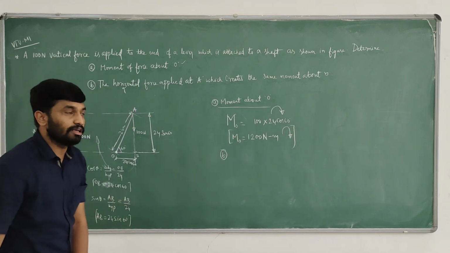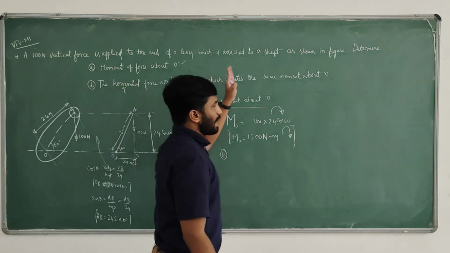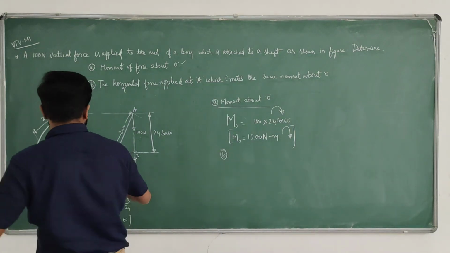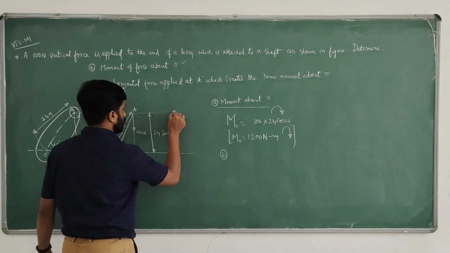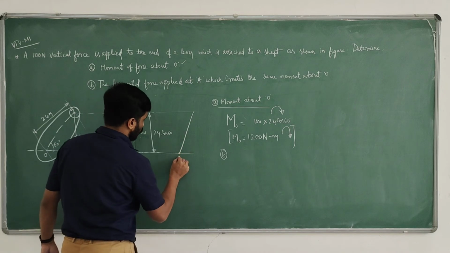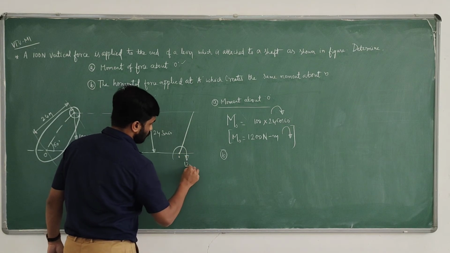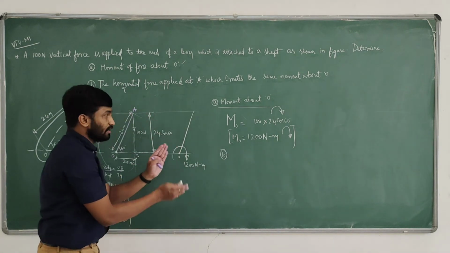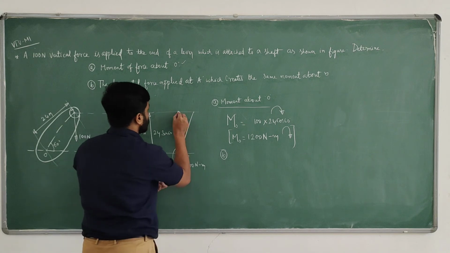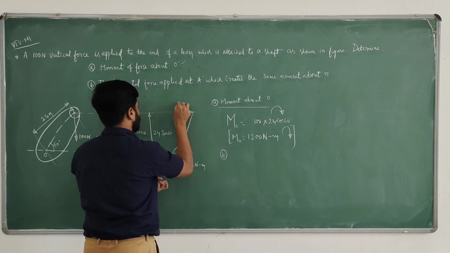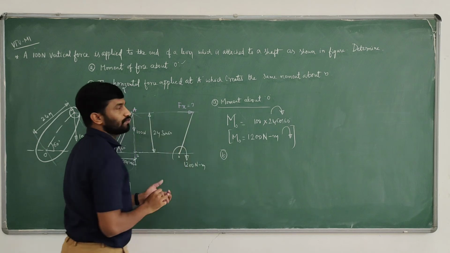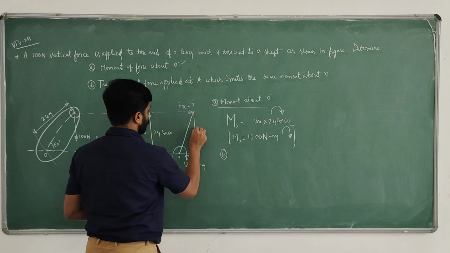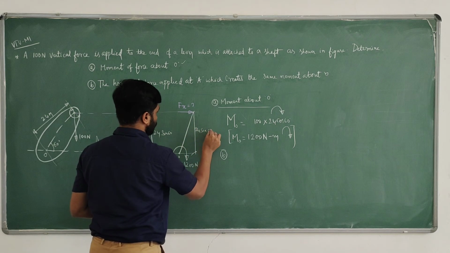Next, B. What is B? The horizontal force applied at A which creates the same moment of 1200 Newton meter at O. Here at O you have M0 of 1200 Newton meter, and it is rotating clockwise. You have to apply which type of force? Horizontal, right side. So this is Fx. What is Fx? The vertical distance is known. This is 24 sin 60.